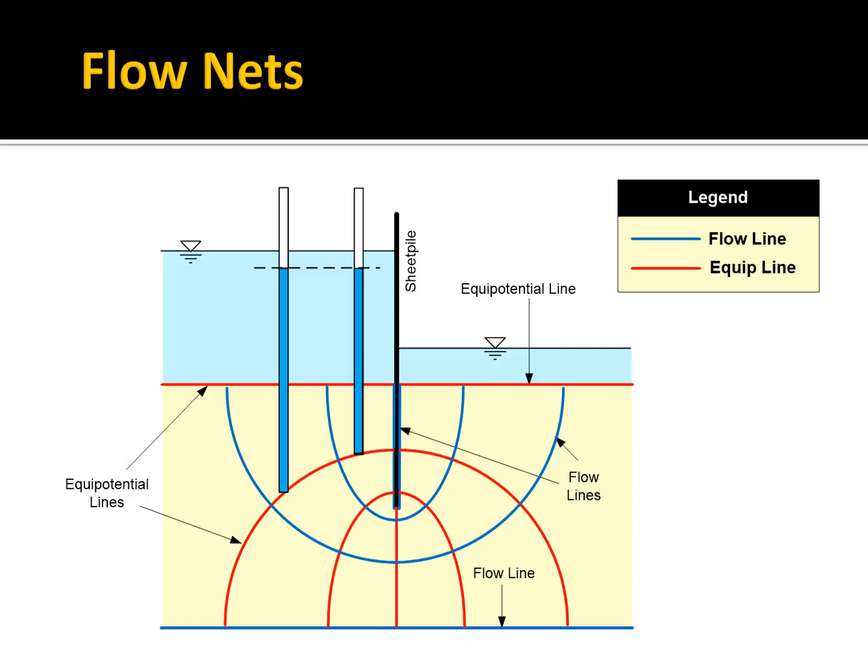In the end, this combination of flow lines and equipotential lines represents a graphical solution to the governing equation. We can use this solution to figure out what the total head and pressure head would be anywhere in this domain. You can also use it to calculate the total amount of water that will flow through this system. We'll go over how you do that.